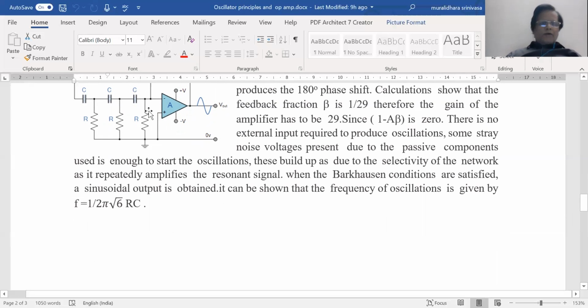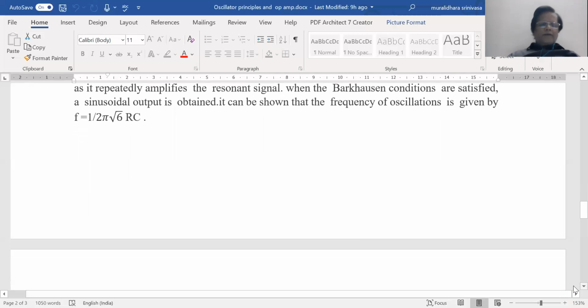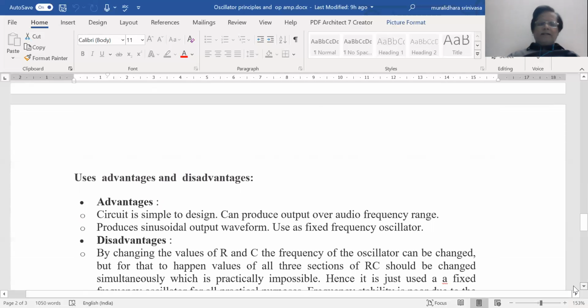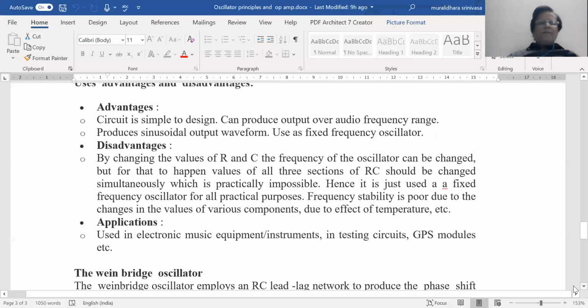And calculations show that when a stable sinusoidal voltage is obtained, the gain will be 29, feedback ratio will be 1 by 29, and the frequency of oscillation for this oscillator will be 1 by 2 pi root 6 RC. You need not calculate, so remember the expression and write the expression. If you look at the advantages and disadvantages of the RC oscillator, it's a very simple circuit, as we can see. It produces pure sinusoidal output in the audio range.